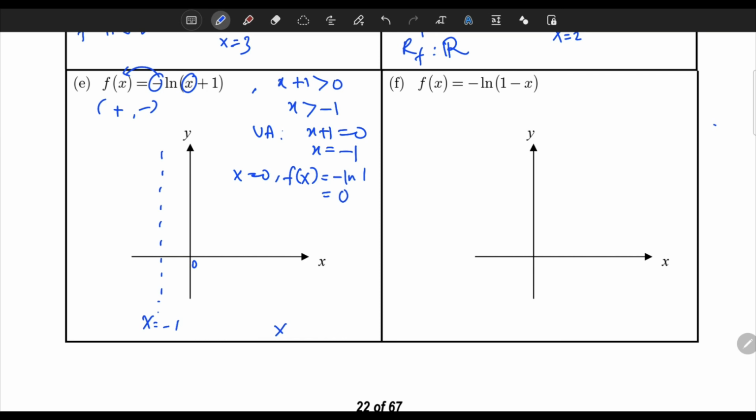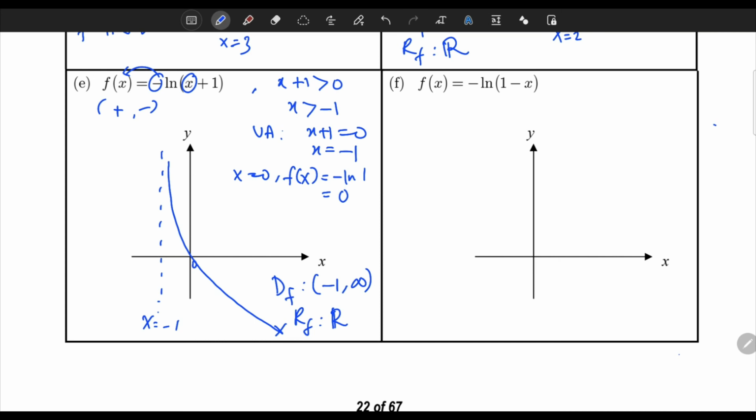So let's do it. Okay. Something like this. Alright, so domain of f is x greater than negative 1, meaning negative 1 to infinity. So range of f will be real numbers.